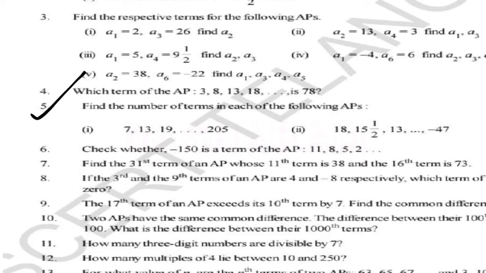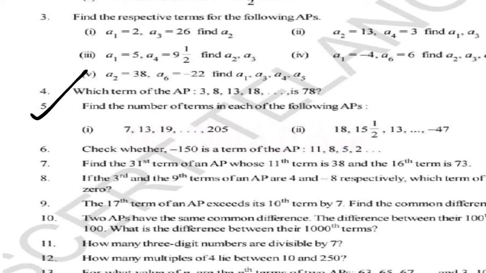Next, fifth question: find the number of terms in each of the following APs. So here 7, 13, 19, dash 205. Which type of AP is it? Finite AP, because the last term is available in the given AP. Only in a finite AP can you find out the number of terms. In an infinite AP you cannot find the number of terms.